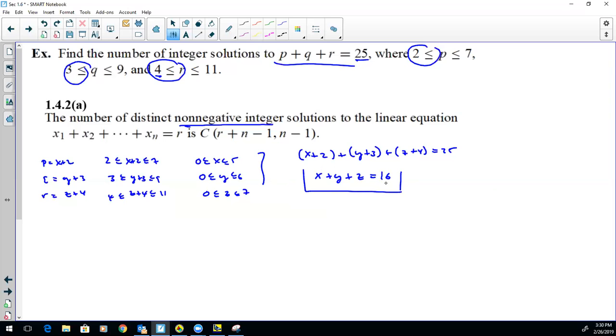Okay, so we want x plus y plus z equals 16 with certain restrictions. X is less than or equal to 5, y is less than or equal to 6, and z is less than or equal to 7.